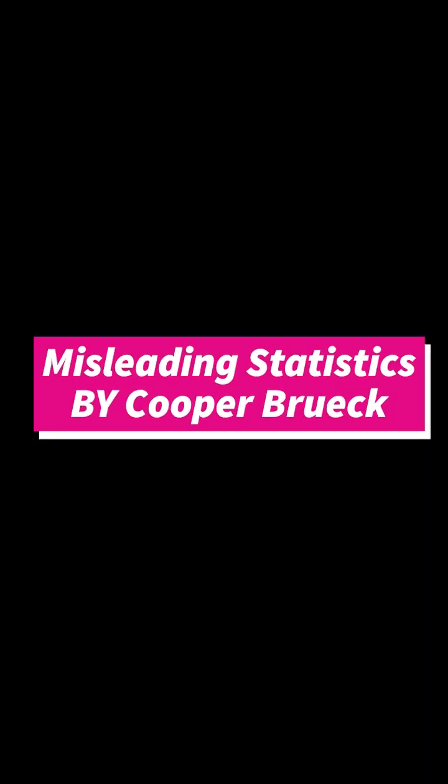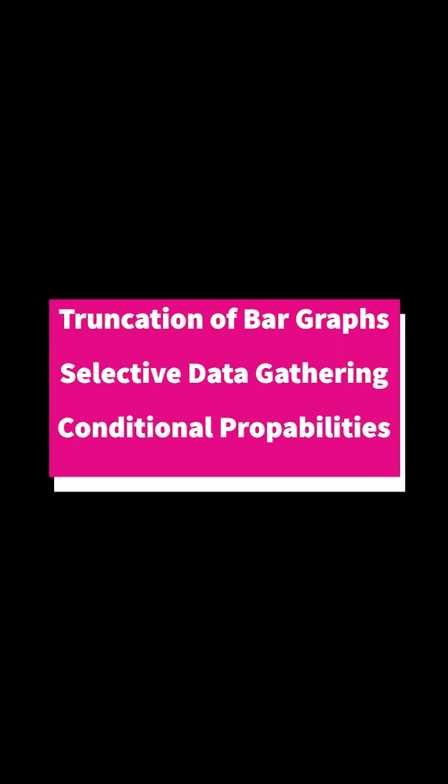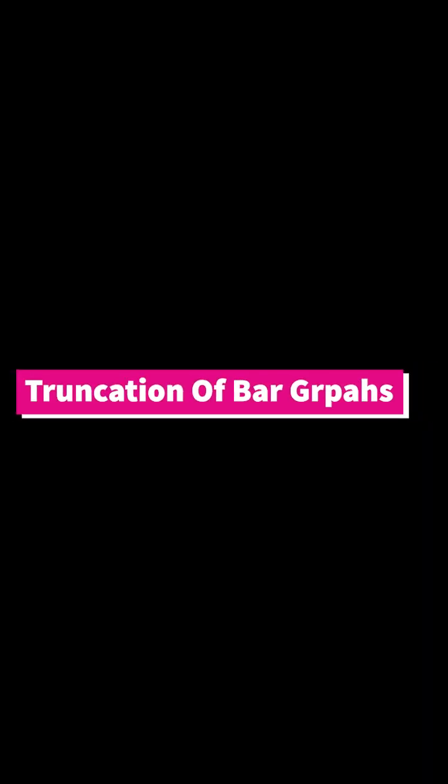In this video, titled Misleading Statistics, I, Cooper Bruick, will be taking you through three types of misleading statistics. The first, the truncation of graphs, the second, selective data gathering, and the third, conditional probabilities. So without further ado, let us jump into the first type of misleading statistics, the truncation of graphs.